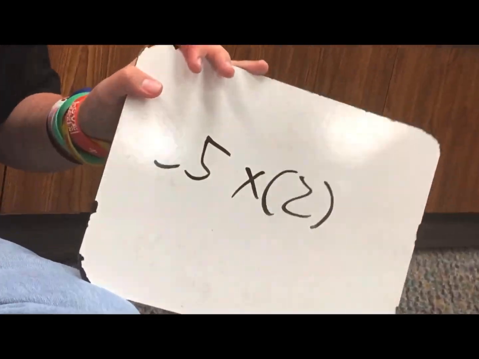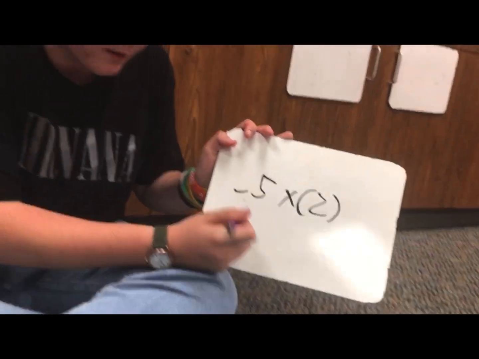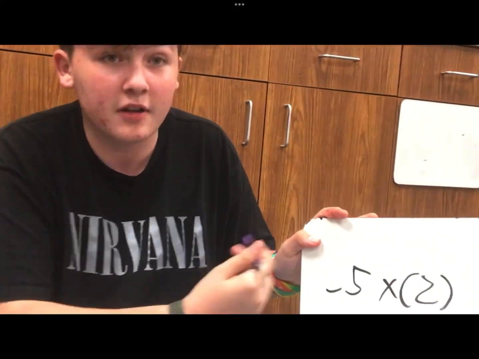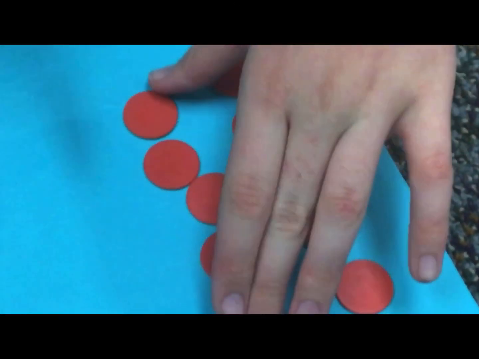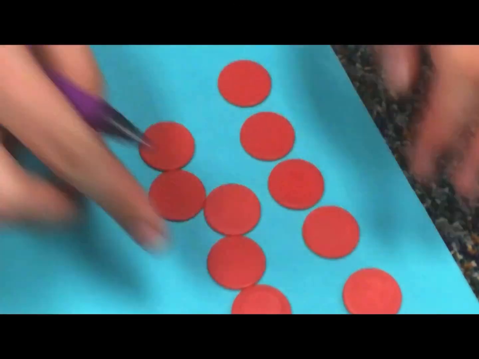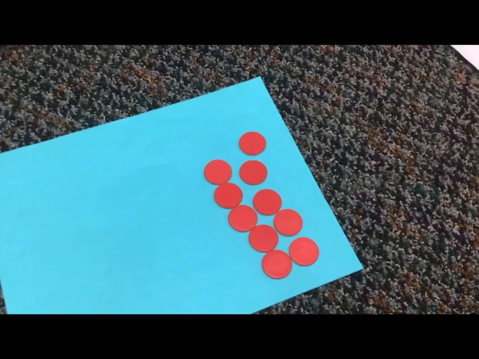Like, if it were to be 2 negatives, it would equal a positive. If it were to be 2 positives, equals a positive. But since we have 1 negative and 1 positive, this is going to be negative. So, down here, we have 2 groups of -5. So, the answer, -10.